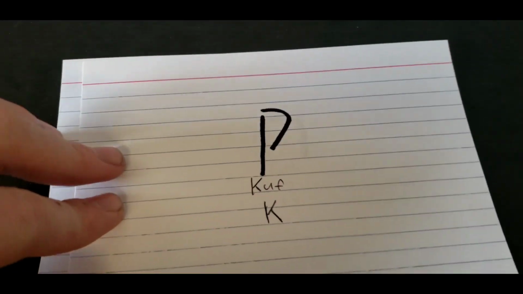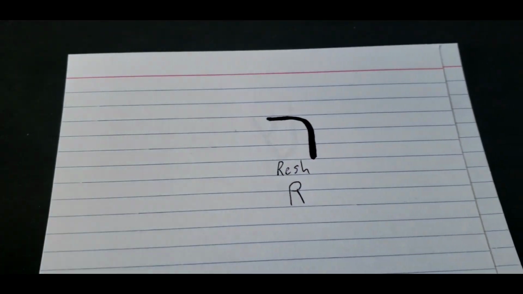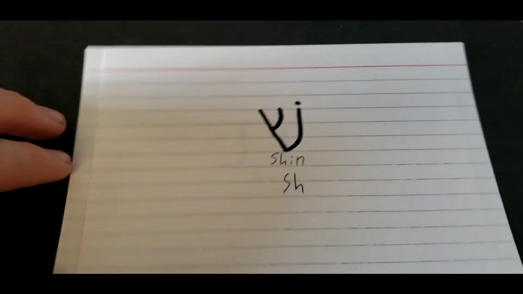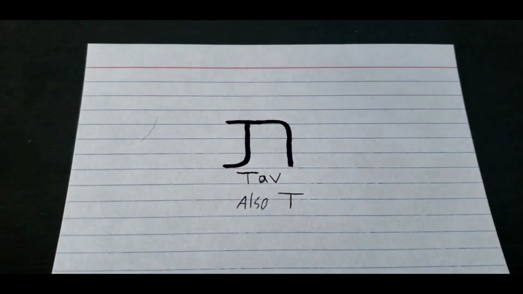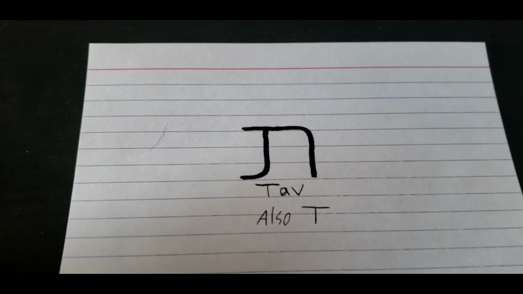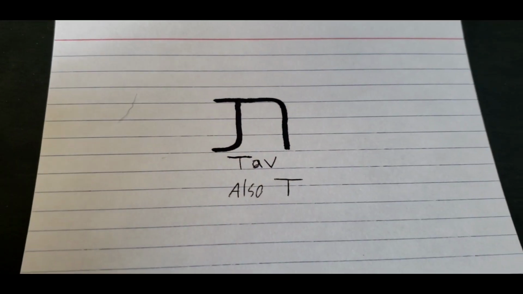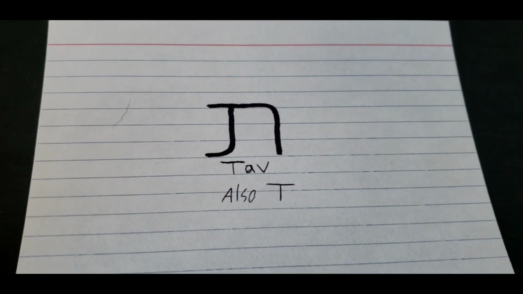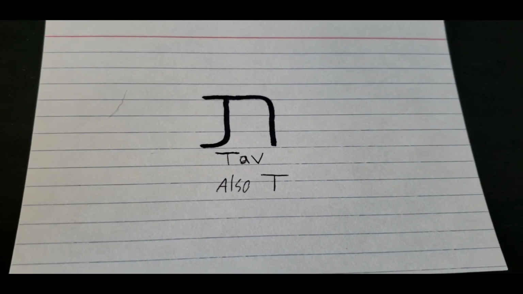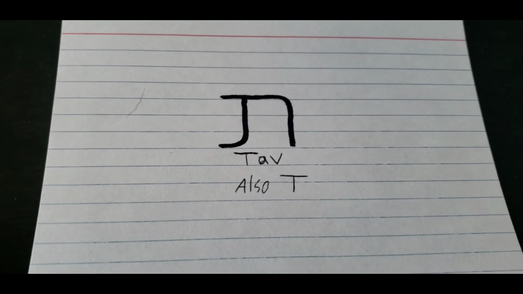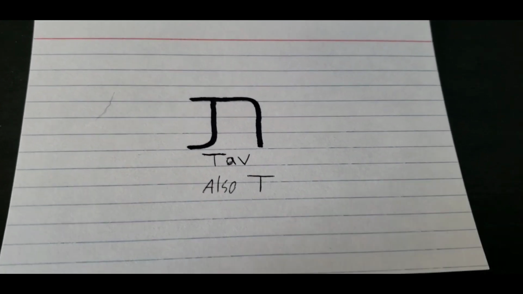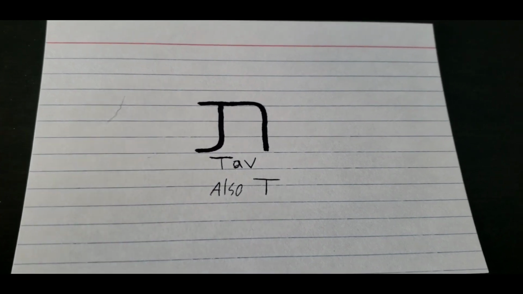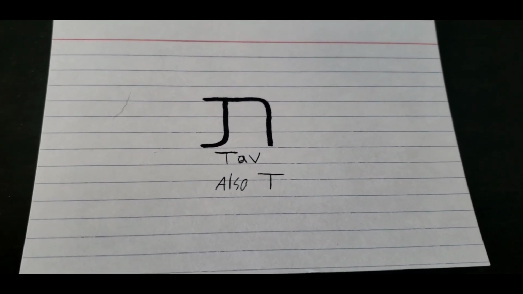then Kuf, Resh, Shin, and Tav. So in Hebrew there are 2 letters for T and 2 letters for S. It's kind of confusing where they go in the words and stuff. They're put in different words for different reasons. I'm not a scholar, so I don't know why, but I just write the words how they're spelled.